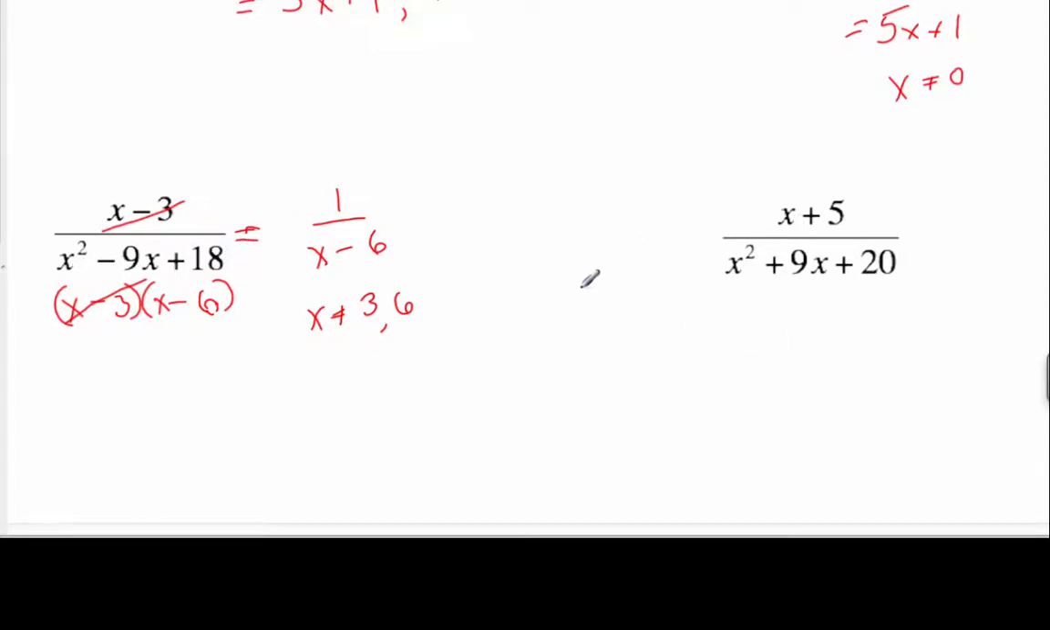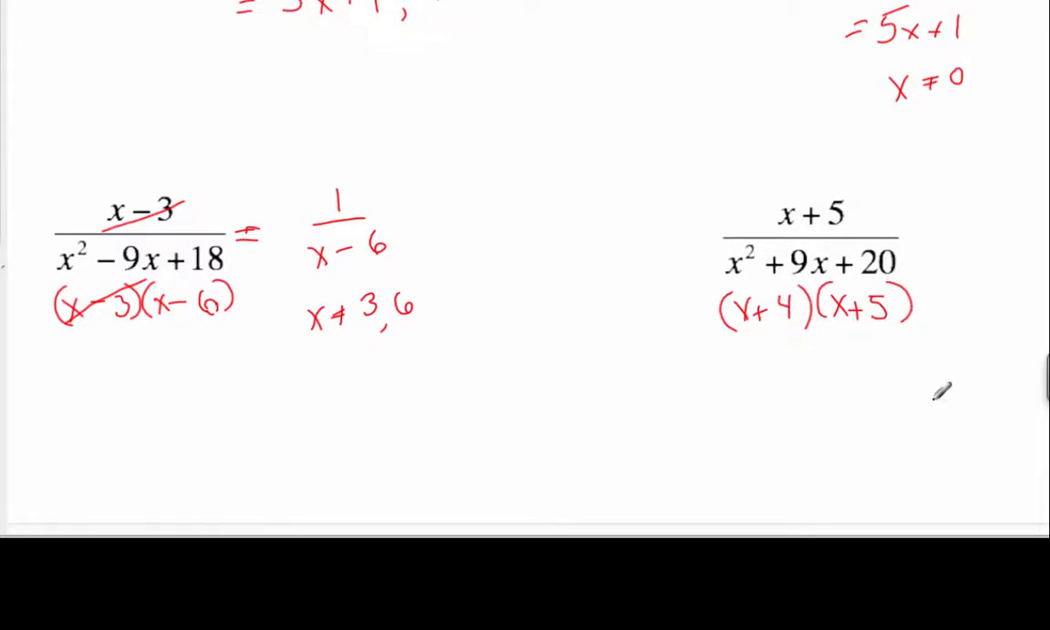So if we look at this one over here, again, do I have anything I can take out of every single term? No. There's nothing that can divide into an x squared, a 9x, and a 20. So first terms in each are both x. This tells me the signs are the same. This tells me they're both positive. I need factors of 20 that add to give me 9. So I have to go through all the possibilities. No, it's not 1 and 20. No, it's not 2 and 10. It's going to be a 4 and a 5.